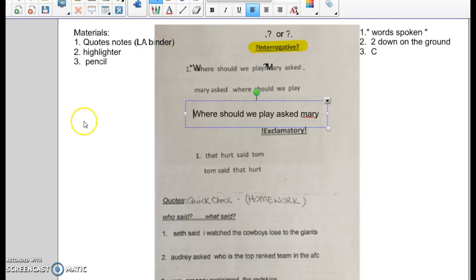Hold on. Okay, so Firestone just called and Mr. Gregory's car is ready. Anyway, I don't even remember what I was doing.